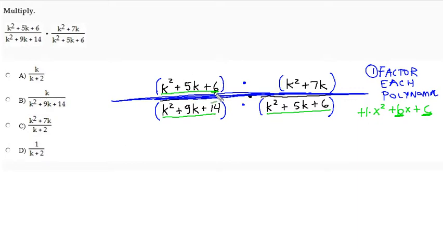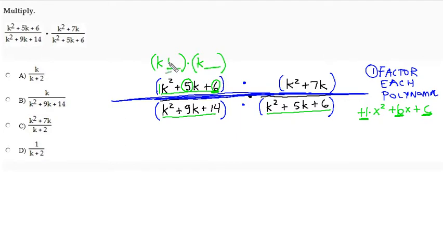c in this polynomial is 6. I'm looking for factors of 6 that multiply to make 6, but also add to make 5. Now we know that trinomials come from 2 binomials multiplied together. The easy part of factoring polynomials that have this form, where the leading coefficient is an invisible 1, is that all we need to make the k squared is k times k. The numbers that we're looking for, factors of c whose sum is b, are going to go in these blanks.